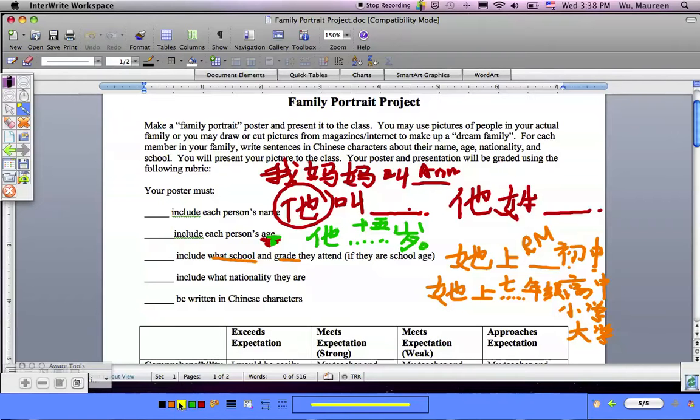And let's do a sentence about what nationality they are. Someone raise your hand and give an example of a nationality. How about maybe somebody said, 他是美国人.